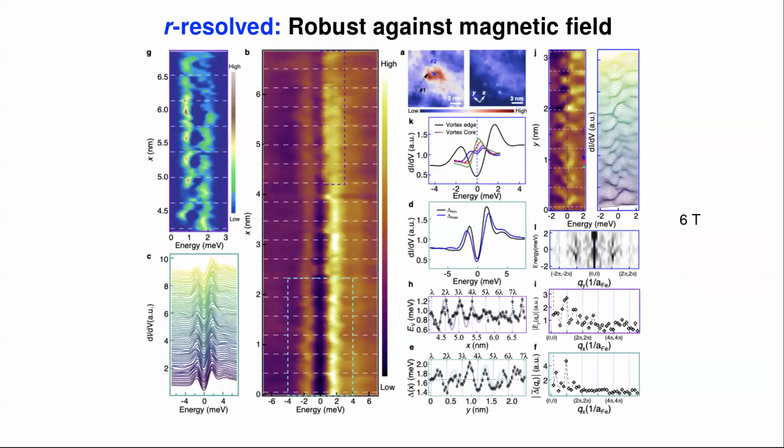Another crucial point is that this is a very robust effect. If you apply a magnetic field and you try to suppress superconductivity, or you scan in the vicinity of the vortex, you will see that this periodicity remains present and doesn't change. These are some examples of the measurement at 6 Tesla. And for the most part, the intensity of this oscillation remains large, tens of percent.